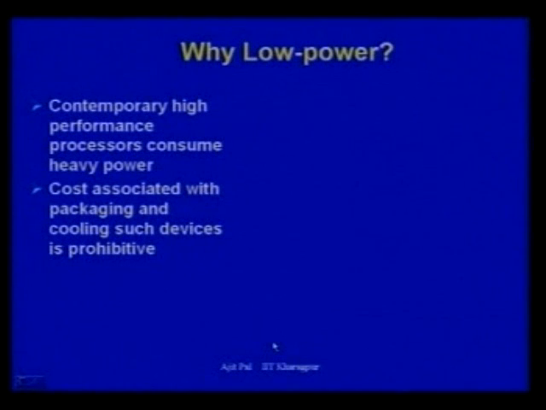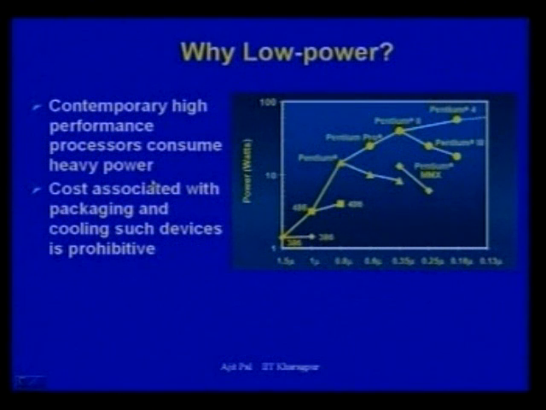Let us have a look at contemporary high performance processors, and you will find that they consume very heavy power. Let us look at the different microprocessors which were introduced in different years. Here only Intel microprocessors are shown. As you can see, for the 386, power consumption is a little more than 1 watt. If you go to 486, it comes to 5 watt. If you go to Pentium, it comes to about 15 watt, but as you go from Pentium to Pentium Pro, Pentium 2, Pentium 4, you will find it is touching 100 watts. So 100 watts of power dissipation is taking place from the microprocessor.